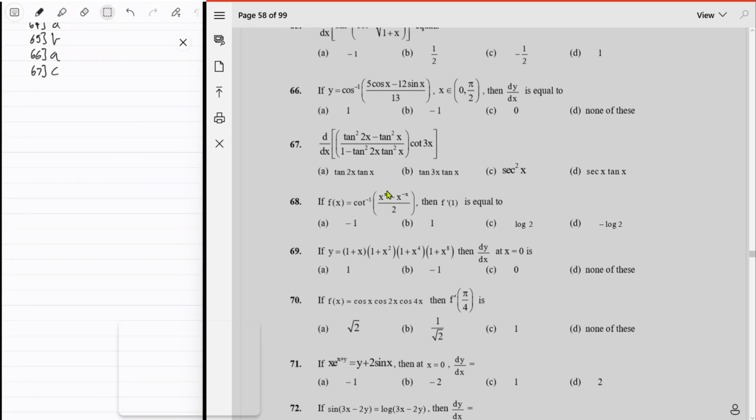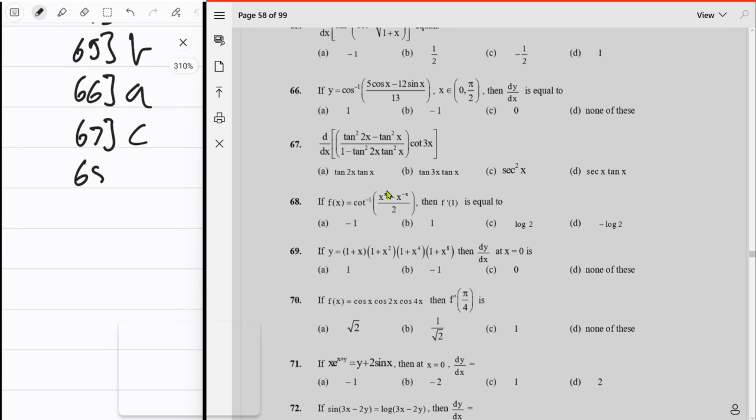Let's go to 68. If f of x is equal to this thing, then what is f dash of 1 equal to? Okay, it's interesting. Have I seen this somewhere? I don't know. Cot inverse. Can we write it like something related to cot? I don't know. x power negative x power x.